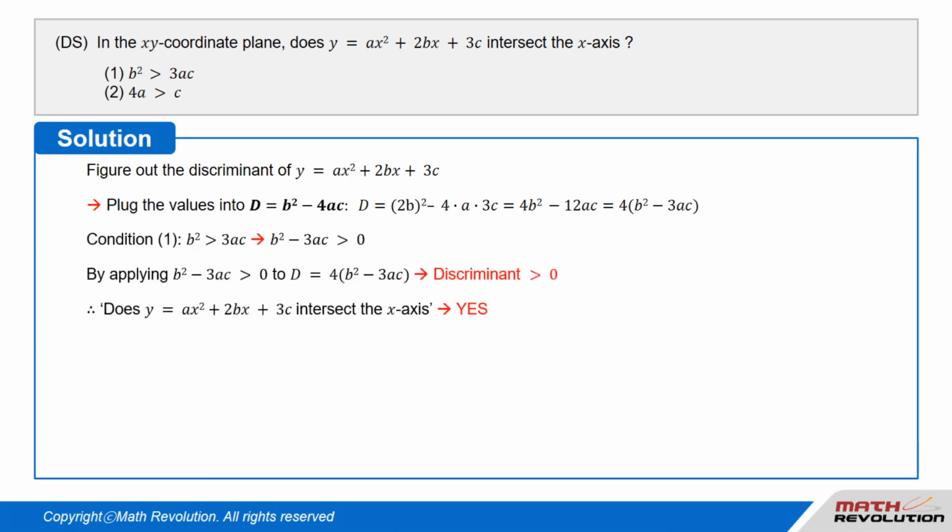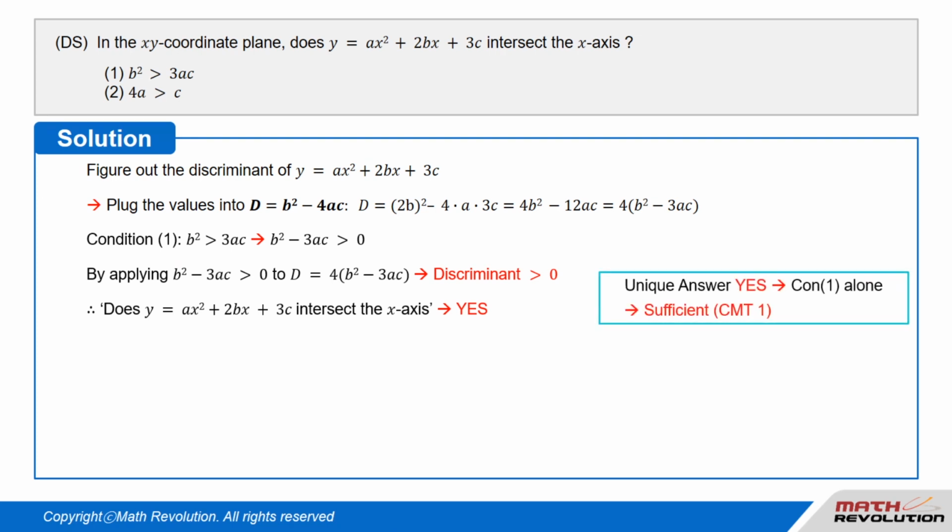Thus, let's look at condition 1, which tells us that b squared is greater than 3 times a times c, or b squared minus 3 times a times c is greater than 0. By applying b squared minus 3 times a times c is greater than 0 to D equal to 4 times whole of b squared minus 3 times a times c, we know for sure the discriminant is greater than 0. Thus, condition 1 yields an answer of yes to the question. The answer is a unique yes, so the condition is sufficient by CMT1, which states that the answer must be in terms of a unique yes or no.